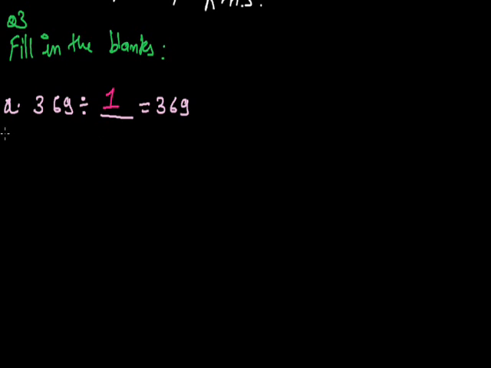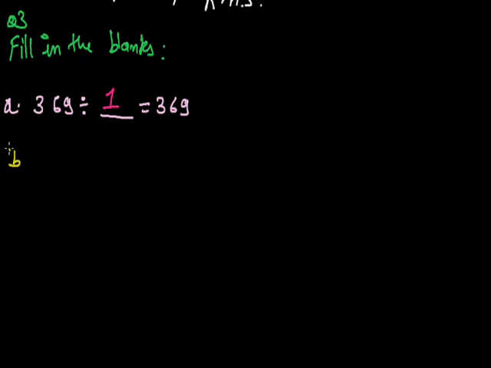Since we are dividing a quantity among one person only, all the value will be given to the same person. If we have 369 toffees and we have to divide them among one student, that is, you have to give them to one student only, so what will that student get? That student will get 369 toffees only.